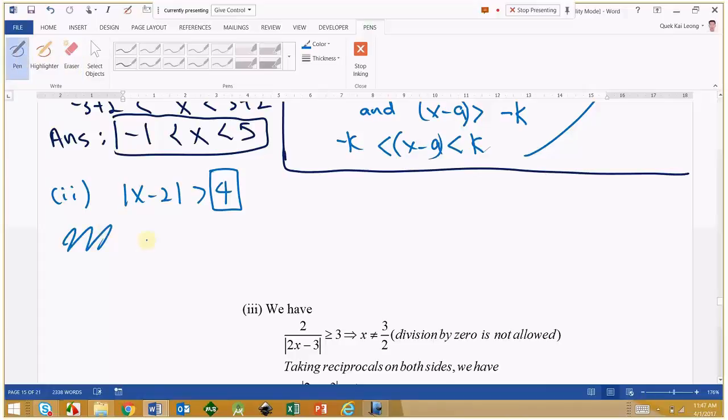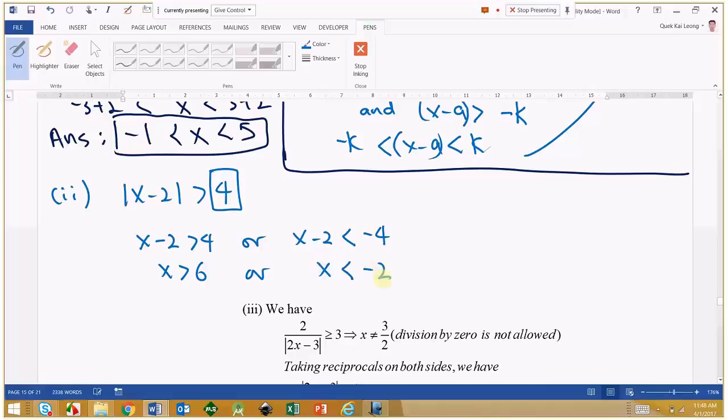X minus 2, remove the absolute sign, everything the same. Or remove the absolute sign, switch this greater than to less than, and insert a negative 4 into here. So x will be greater than 6, or x will be less than negative 2. That's the answer.